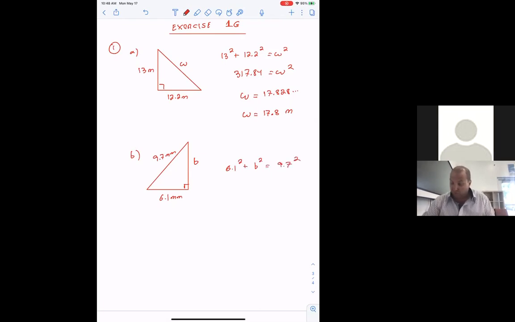6.1 squared is 37.21. 9.7 squared is 94.09. So if I subtract 37.21 on both sides, I get B squared equals 56.88. And then if I solve for B by taking the square root of both sides, I get 7.541... So rounding to 1 decimal place, 7.5, and my units are millimeters.